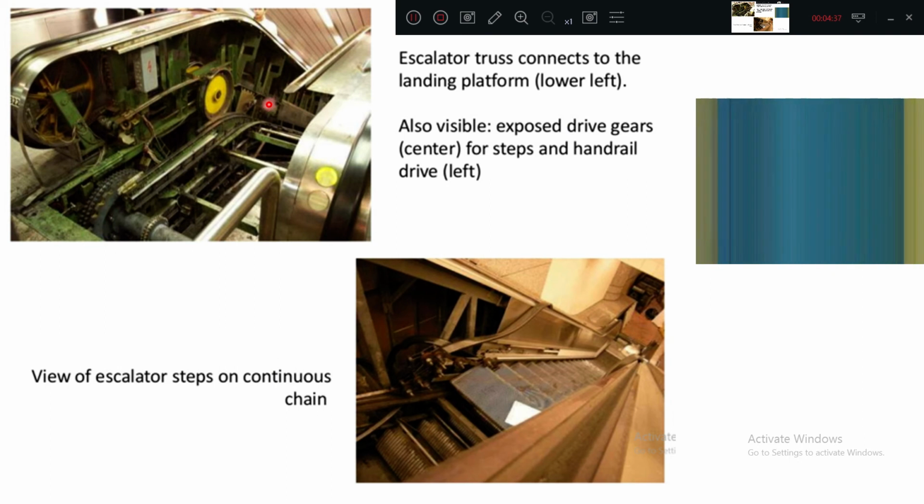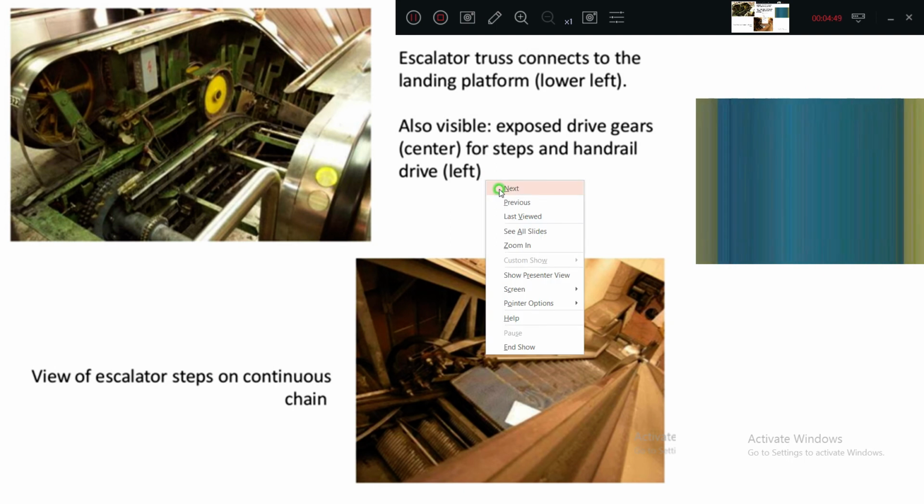Now you can see the cut section. Here is the sprocket and the motor. Top sprocket, motor. This is for the steps or balustrade movement. These are the cross section elements.